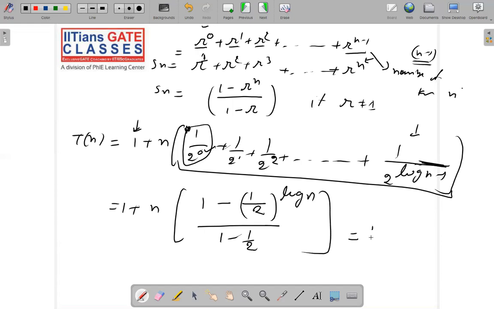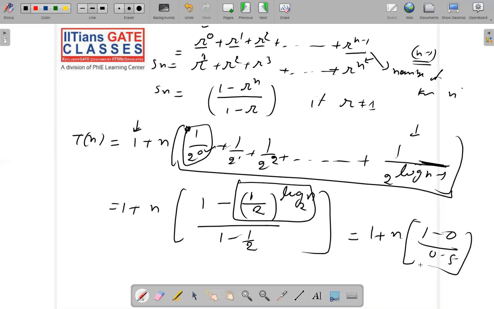So it's basically 1 plus n times this. Because it's base 2, if you try to solve this whole thing again, the 1 upon 2 raised to power log 2 n term is very small, so this will be 1 minus 0 upon 0.5, which is 2. So it's basically 1 plus n times a constant, and we can write it as order of n.